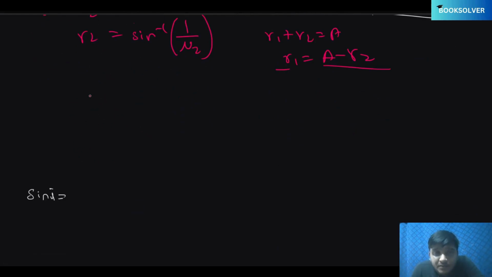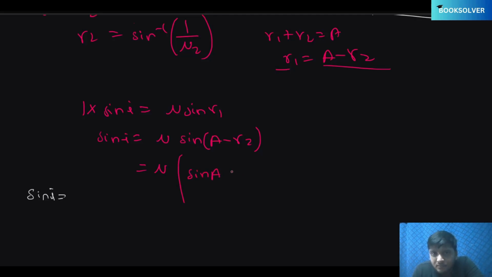So we will get 1 times sine of I should be equal to mu times sine of R1. We can replace R1 with this. So sine I should be equal to mu times sine of A minus R2. Now we can break it using the sine A minus B formula. So mu times, what is sine A minus B? It is nothing but sine A cos B minus cos A sine B, that is sine R2.